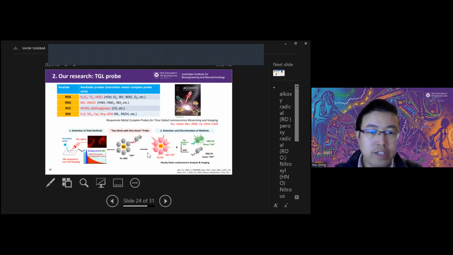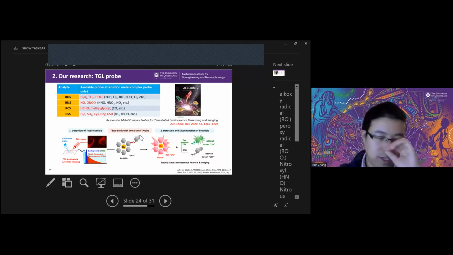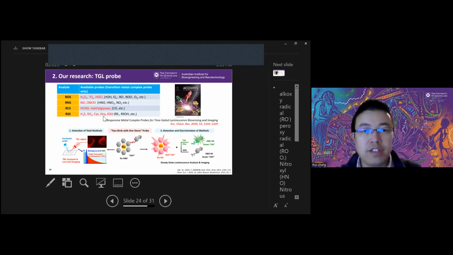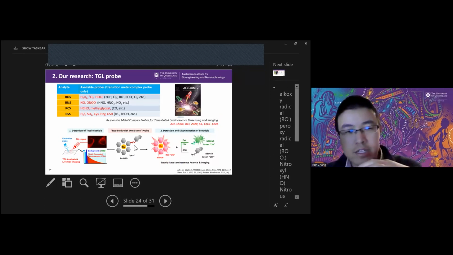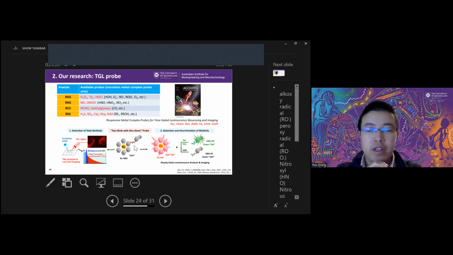So we have also designed some probes for the time-gated luminescence detection. For example, this one was designed for biothiol detection, as biothiols normally contain cysteine, homocysteine, and GSH. If we want to get the concentration level of each of them, we need one probe for one purpose. But for this probe, we designed it for multiple purposes.